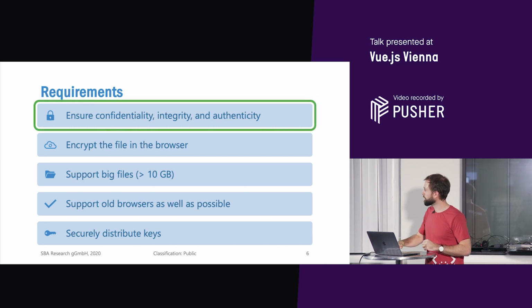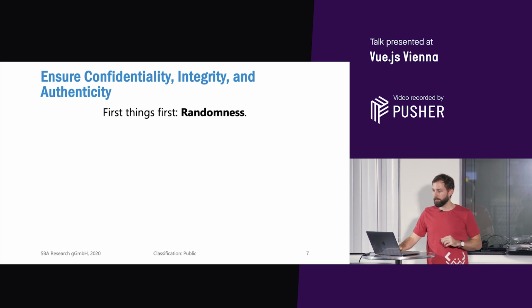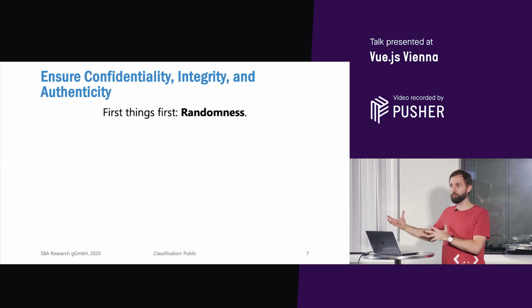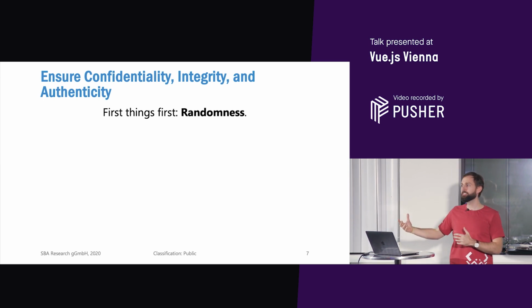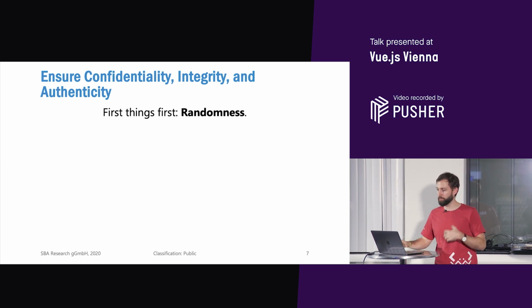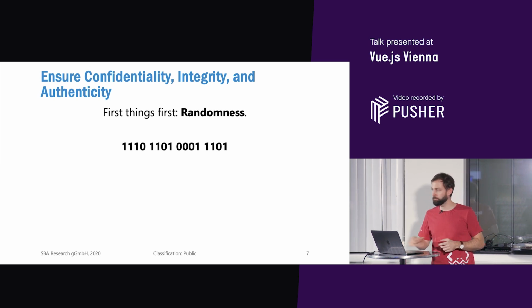Cool, so let's have a look at the first requirement, confidentiality, integrity, and authenticity. Now, before we go to taking keys to encrypt something, we need to generate keys. And generating keys in a secure way means using a secure random number generator. So randomness is the most important thing here.